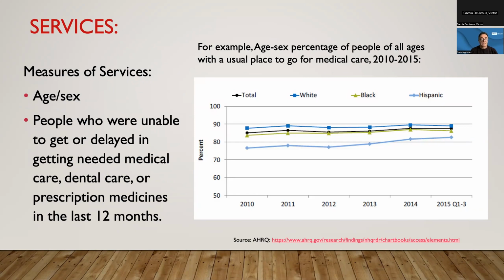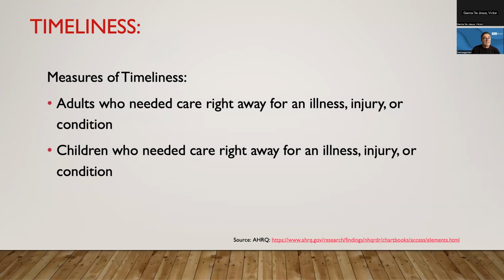This is an example of age by sex percentage of people of all ages with a usual place to go for medical care. This really follows trends in dental health as well, where you can see the disproportionate percentage of people delaying getting care, especially in the population of color. African Americans as well as Hispanics are at a much lower threshold than their counterparts. And you can see the disproportion in services as well, prescription medicines, as well as waiting until urgent care is needed. Timeliness is a very important issue to take into consideration, where we see adults who need care right away for an illness, injury, or condition, or children who need care right away for an illness, injury, or condition as well.